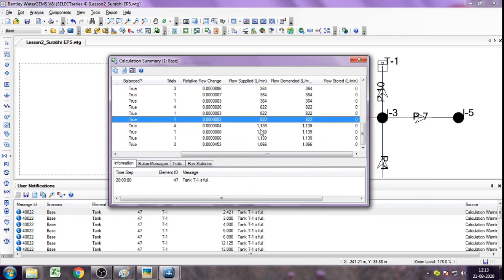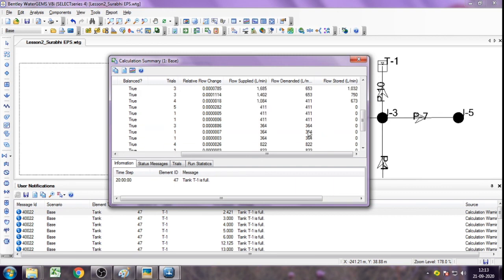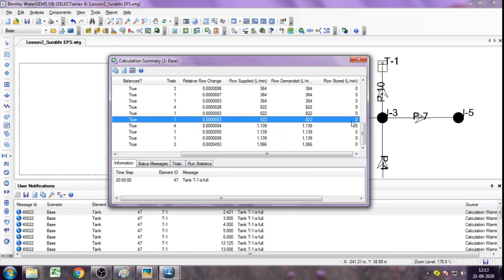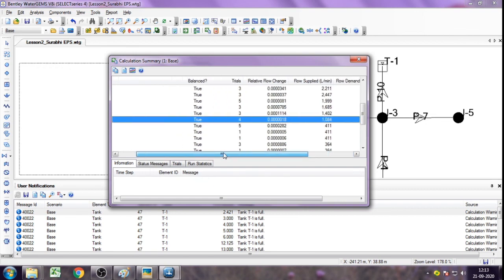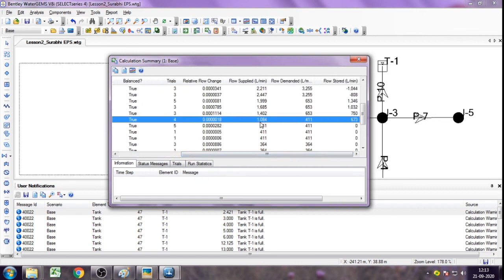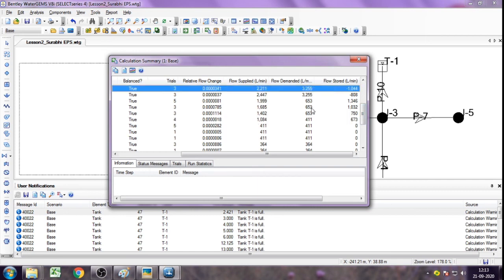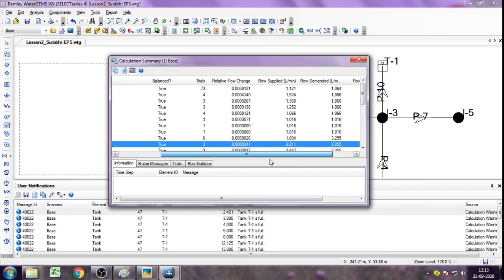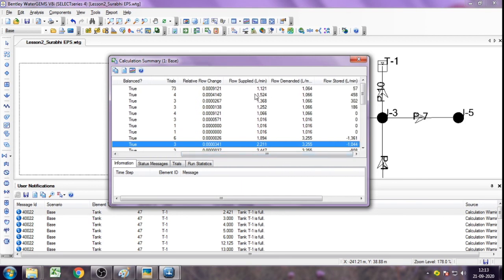Right, so the demand was 822 and the flow supply was 822. So the demand is being fulfilled, but there will be no stored water, there will be no balance water. Here you can see in this particular case the demand is 1084 and the supply was 1084 and demand was 411. So we have this much balance, and this is the case for 7 hours. You can see here that the flow supply was 2211 but the demand was 3255. So negative means that we are in deficit by this much water.